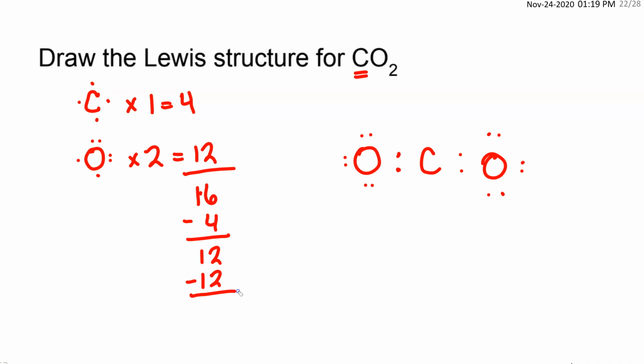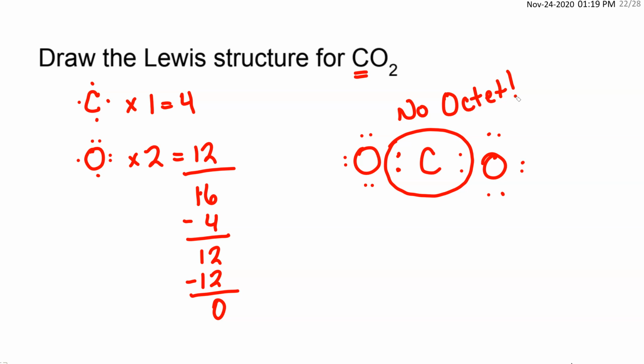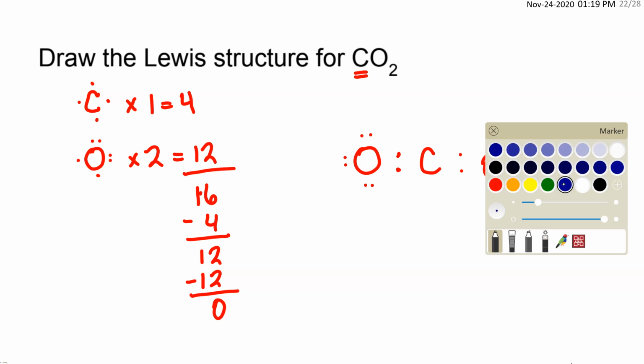Uh-oh. I am now out of valence electrons. Every valence electron has been accounted for, but you may notice that carbon does not have its octet. Since it doesn't have its octet, it's not done yet. So let me erase a few things, and I'm going to change the color of my pen real quick.